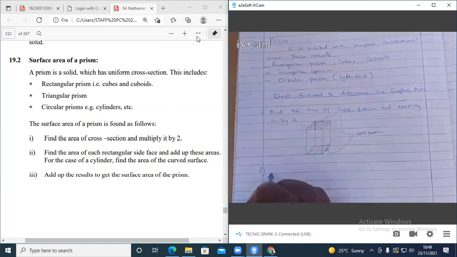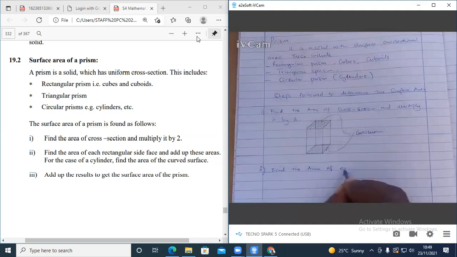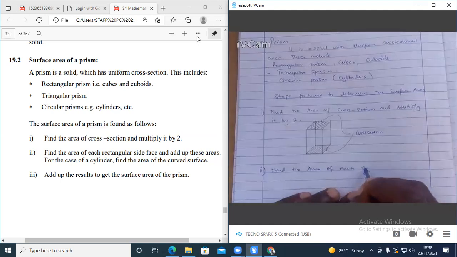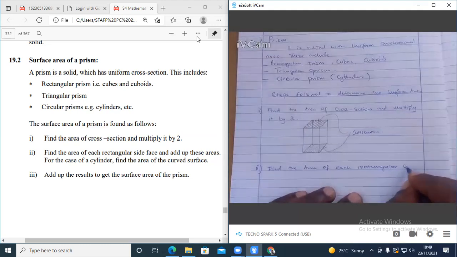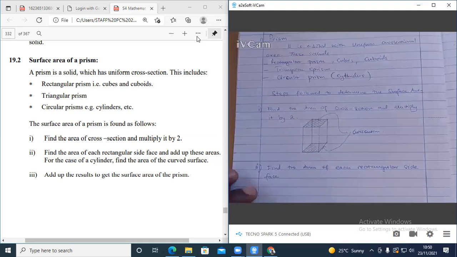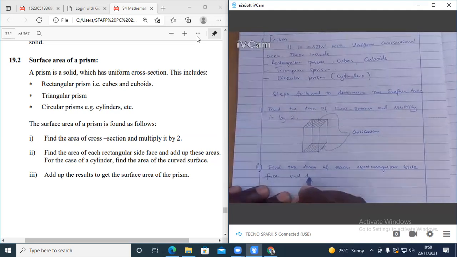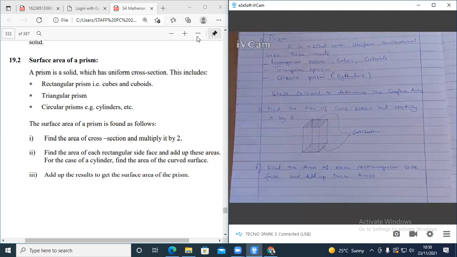So find the area of each rectangular side face, and add up these areas. Okay, so find the area of the other rectangular sides.